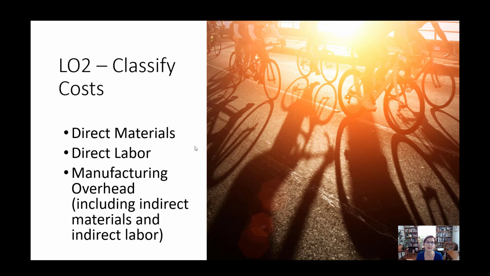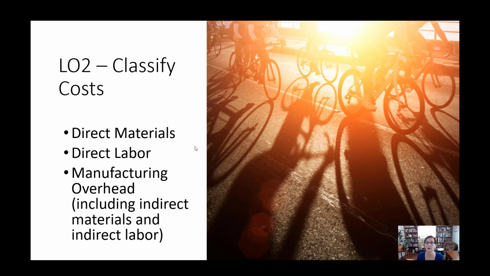Direct labor, let's think about a handmade bicycle, which there are still some handmade bicycles. So if you had a handmade bicycle, the direct laborer might be doing something like putting decals on a bicycle or painting the bicycle. Most bicycles are not painted by hand anymore, but there might be handwork that is done on the bicycle. So a direct laborer is a person that is actually working on the bike.